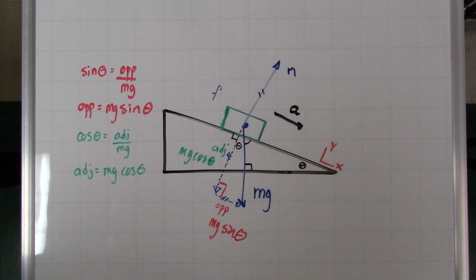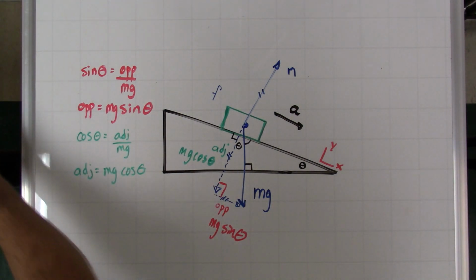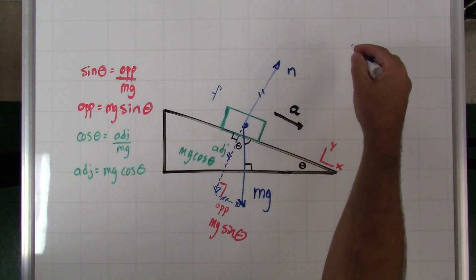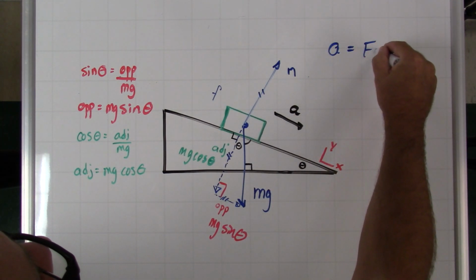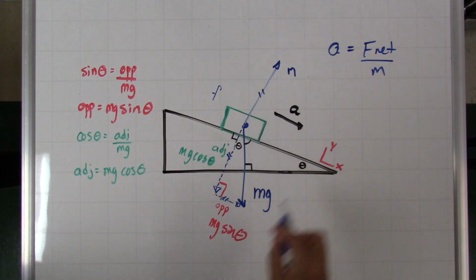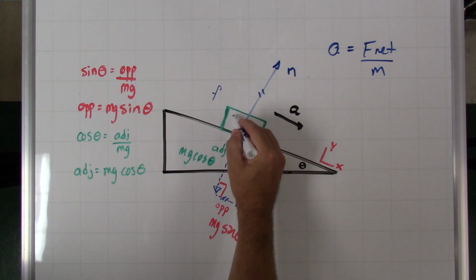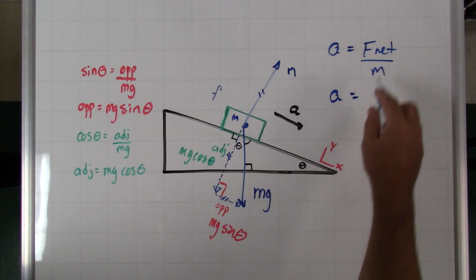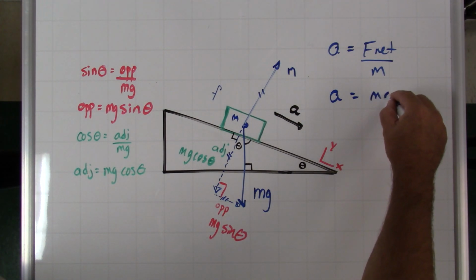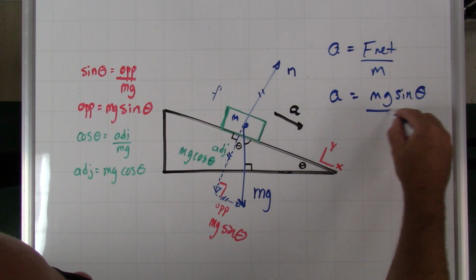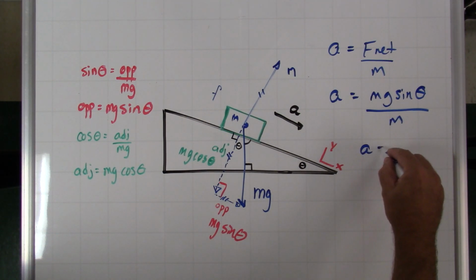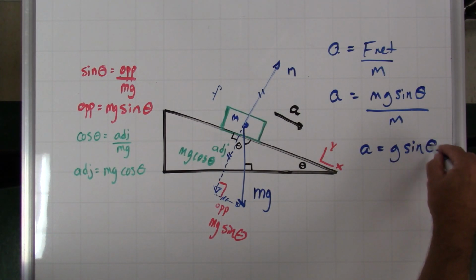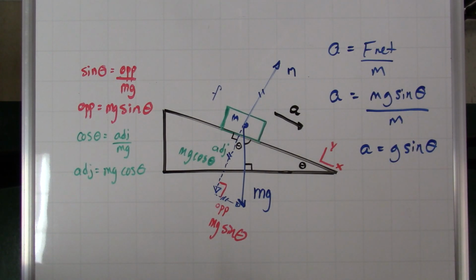Now when you look at your force diagram, the forces are unbalanced. The unbalanced force is this down the ramp component of the weight. We know according to Newton's second law, the acceleration is equal to the net unbalanced force over the mass. This block has a mass of m according to mg. So the acceleration is equal to the net unbalanced force, which would be mg sine theta, all over the mass, which is m. So for this problem, we have with this simple expression, the acceleration is equal to g sine theta.